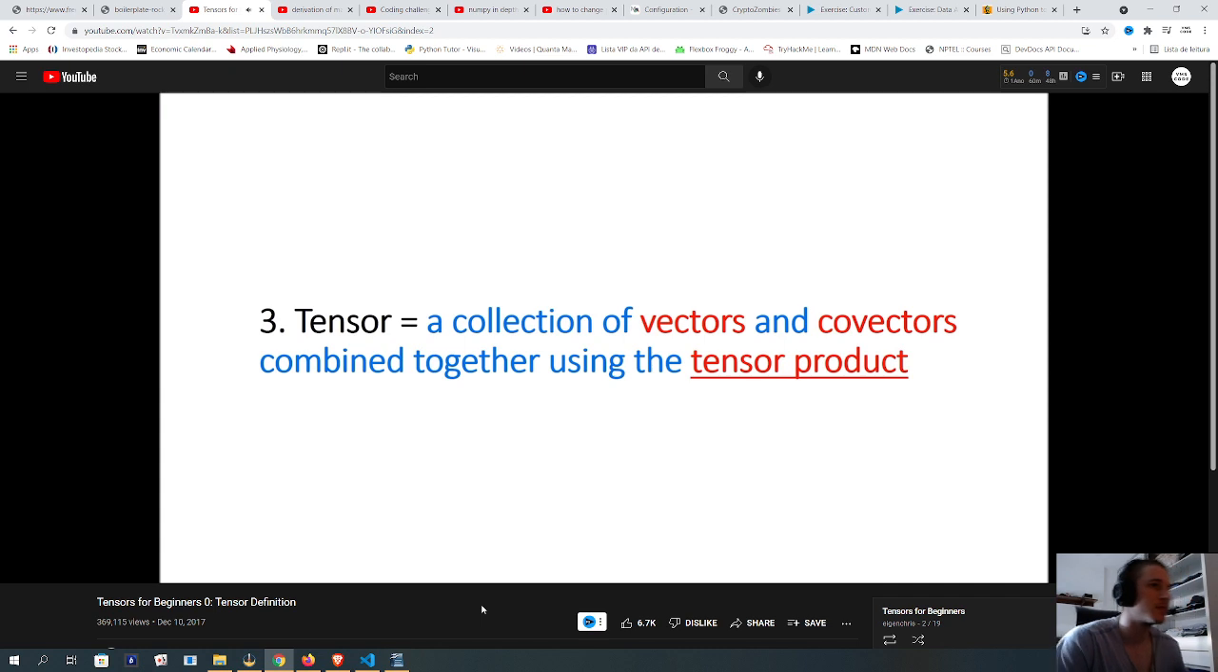So here's our third final definition. I'm just going to read it off. A tensor is a collection of vectors and covectors combined together using the tensor product. So this definition ends up being really nice. It's really short and sweet.